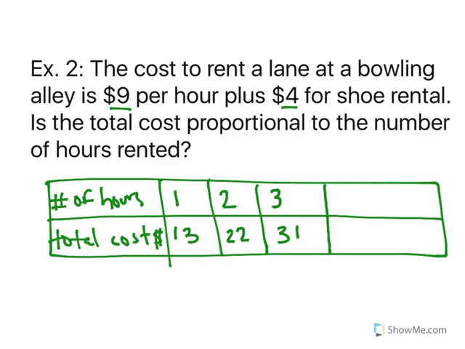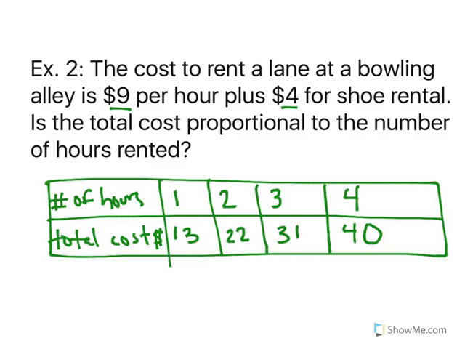Let's say you're really into bowling and you want to bowl for 4 hours. 9 times 4 is $36, plus another $4 for shoe rental, so that's $40. Let's just stop there. That should be good enough to figure out if there's a relationship here.